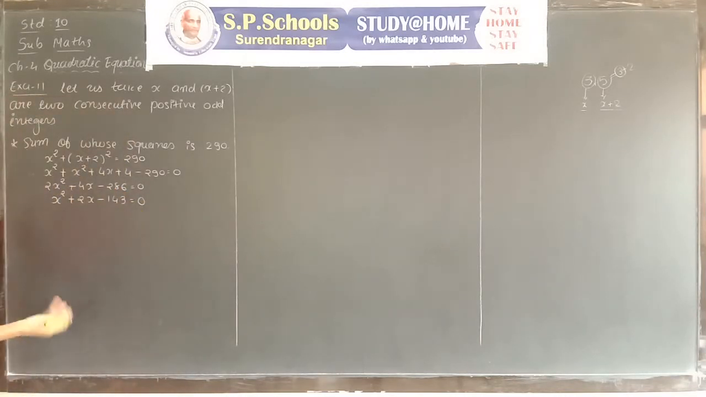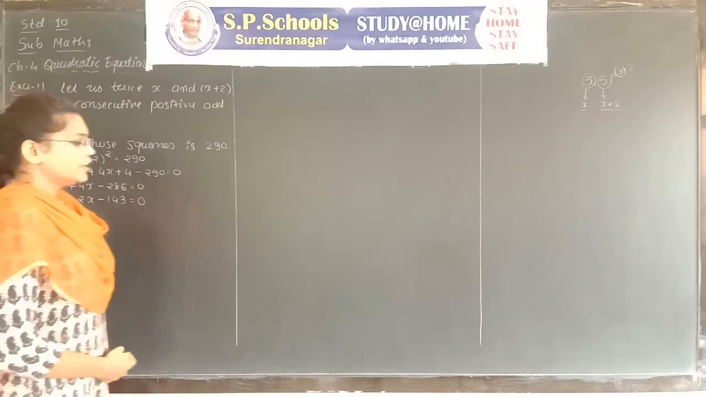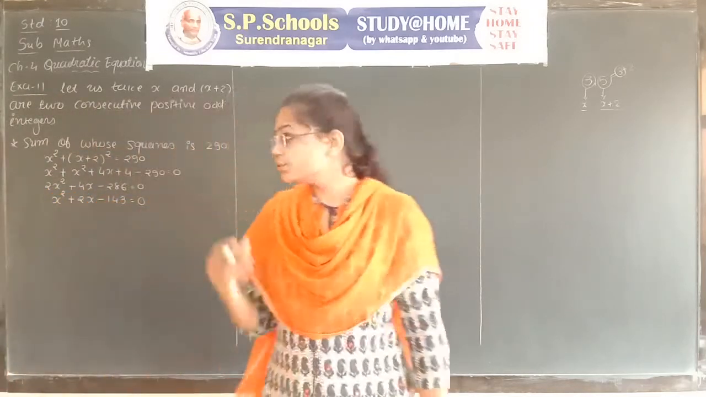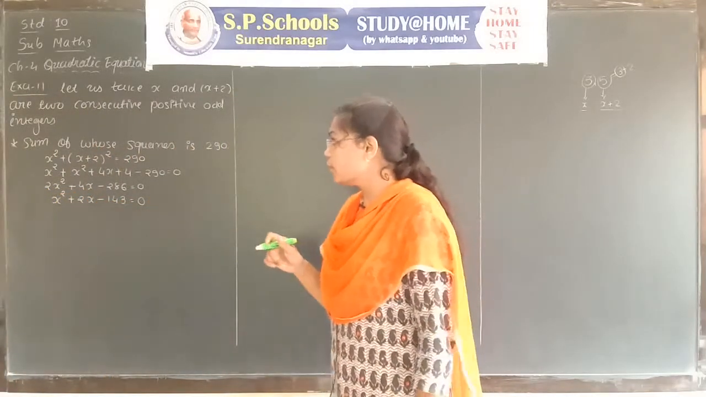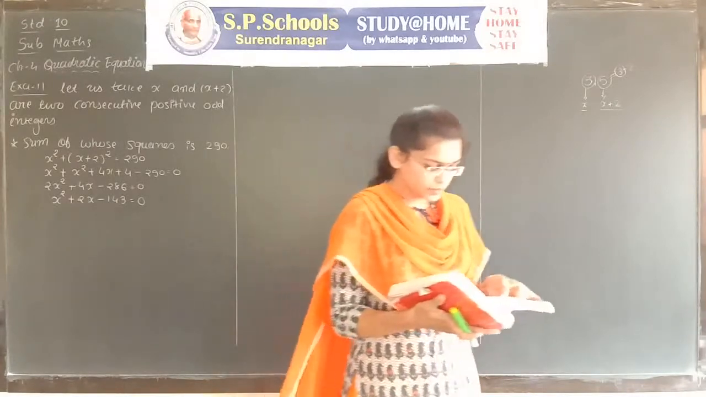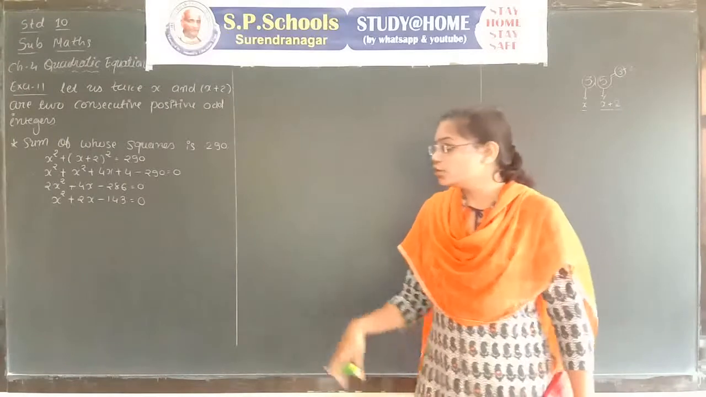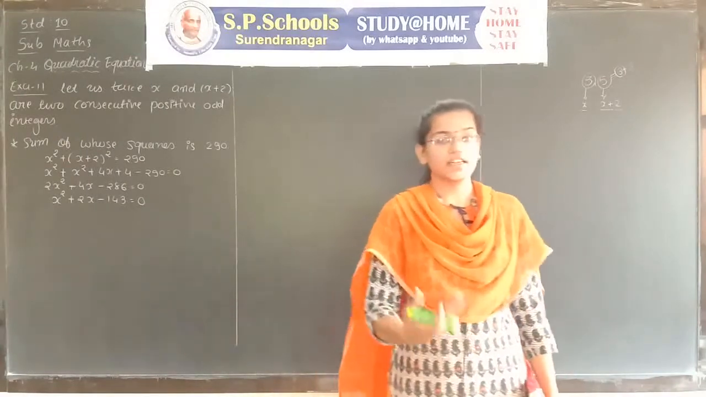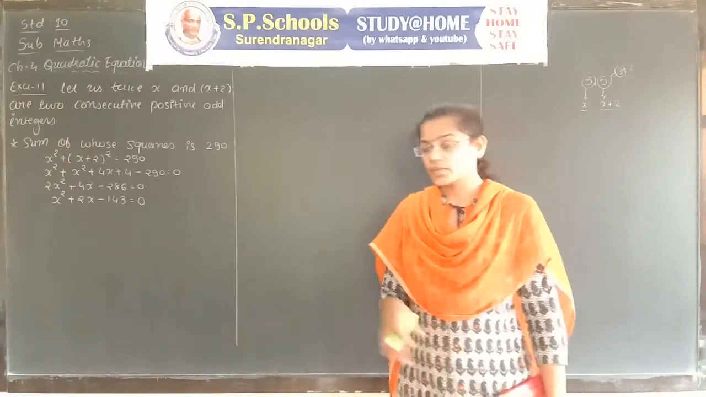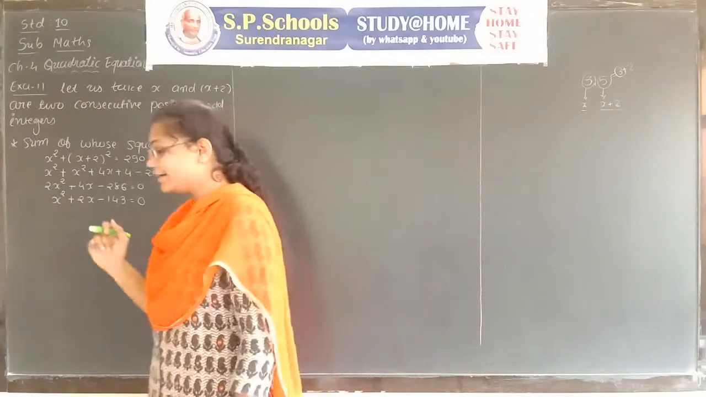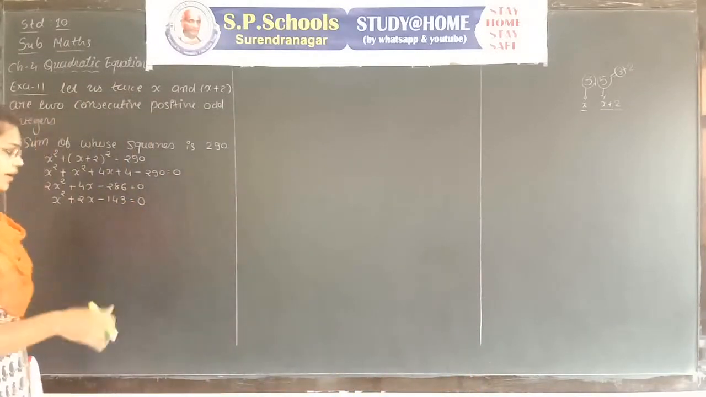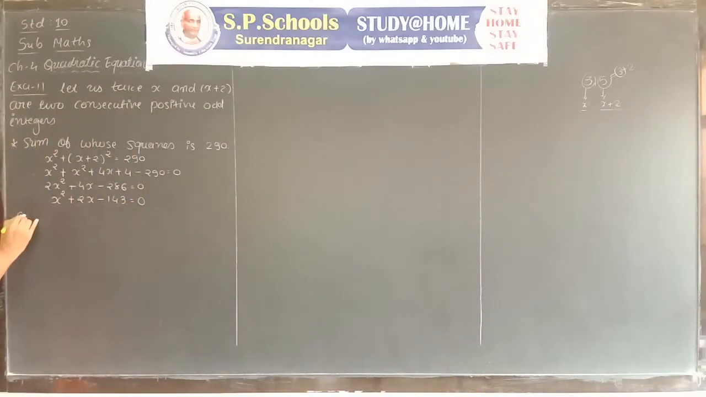Now we need to find the value of x to obtain two consecutive positive odd integers. In our textbook, the equation is solved using the quadratic formula. The factorization method is also applicable, but right now we are solving using the quadratic formula. So a is equal to 1, b is equal to 2, c is equal to minus 143.